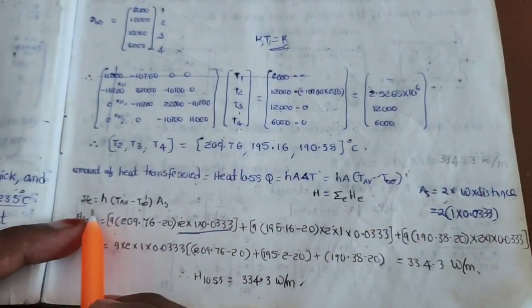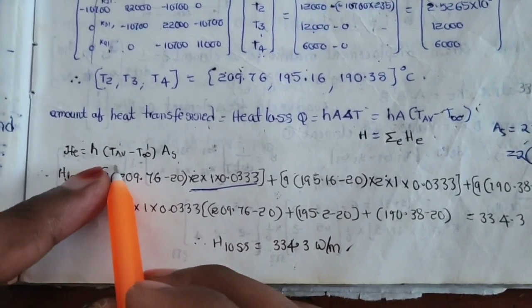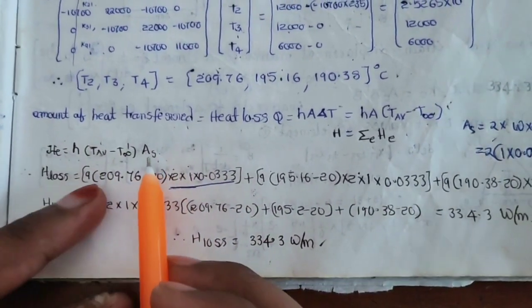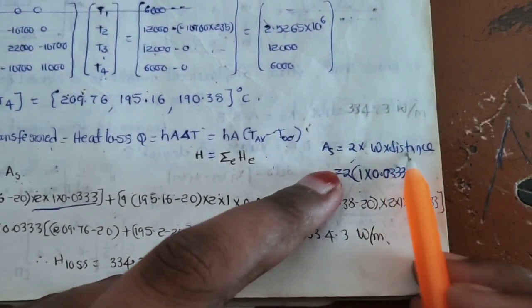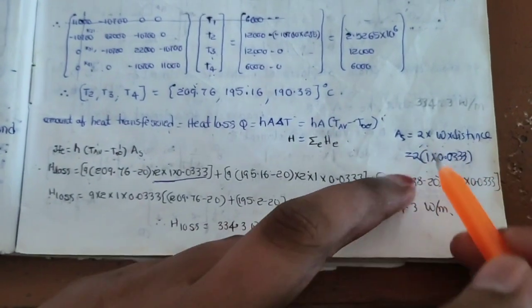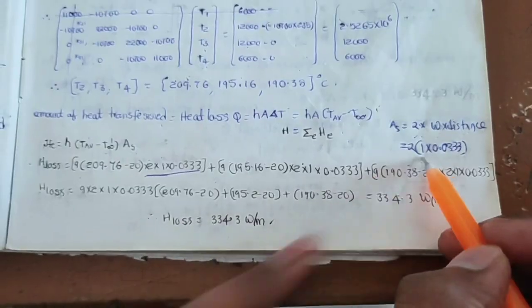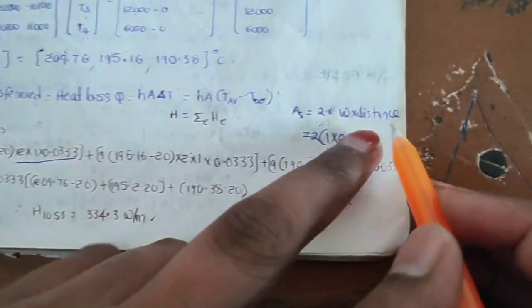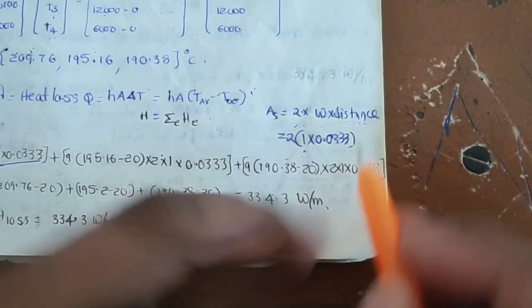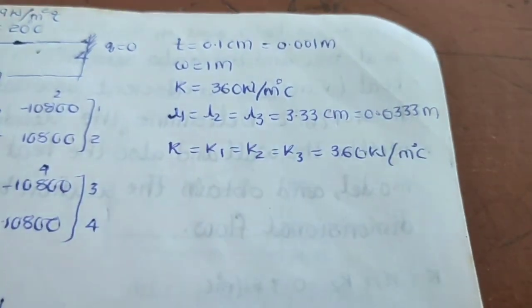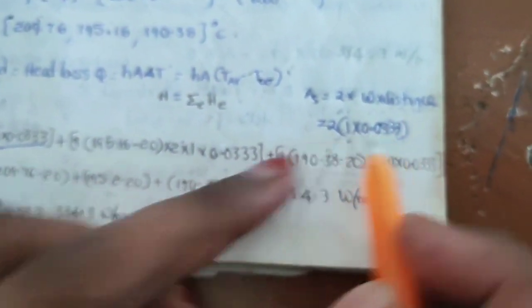So come to here. That is H, T average minus T infinity, into AS. And you found HA delta T. Where AS is the surface area. Surface area, that's why 2 into the width into the thickness or distance. It means 2 into width, where width is mentioned in the problem. The problem mentioned 1 meter. Width is 1 meter, and thickness is a distance. Distance means length. What is the length here? Length is equal to 0.00 meters. That's why you have to consider the same for all individual elements.